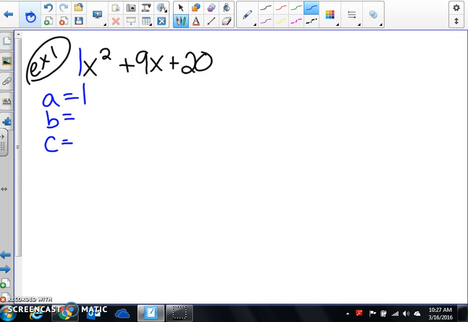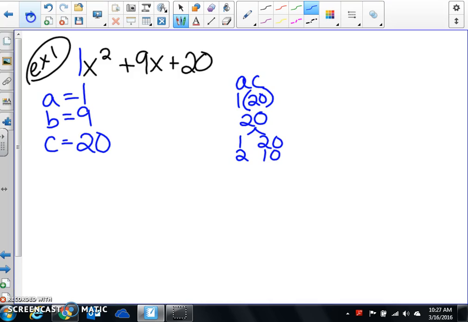So my A is 1, my B is 9, my C is 20. I'm just taking the coefficients. Now I go over to the right, and I find my AC, which is 1 times 20, which is just 20. Now I need to find my factors. So 20 is 1 times 20, 2 times 10, 3 doesn't work, but 4 times 5 does. I'm finished with my factors because 4 and 5 are right next to each other. If I went again, it'd be 5 times 4, and I already have that one covered.